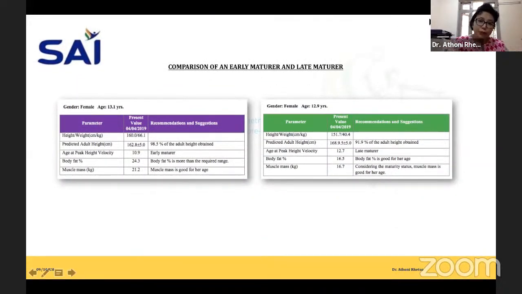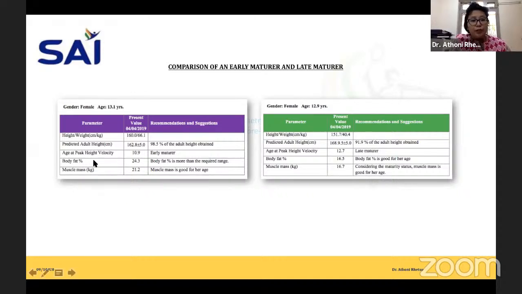Now I'll show you this. The best example will be this one. Why am I talking about the onset of peak height velocity and peak weight velocity here? You can see in this slide there are two females, of more or less the same age group. One is 12.9, the other is 13.1 years old.